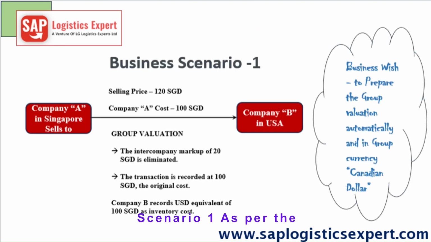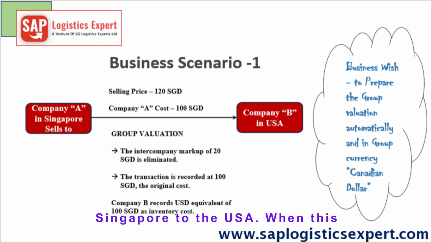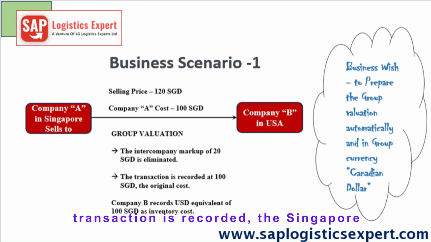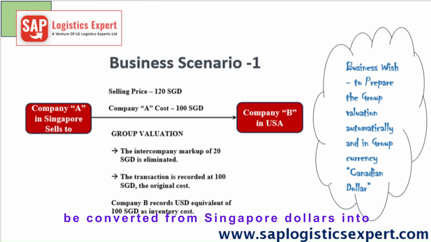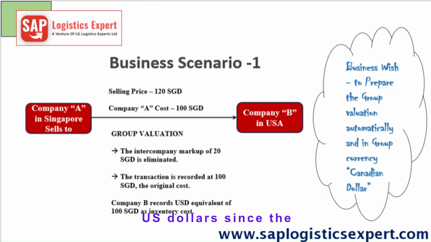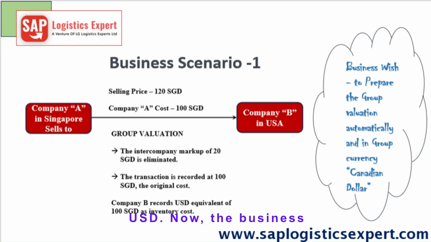Scenario 1. As per the business scenario explained previously, semi-finished goods are shipped from Singapore to the USA. When this transaction is recorded, the Singapore company books it in Singapore dollars, SGD. At the same time, the USA plant receives the inventory. However, the value includes the profit margin charged by the Singapore company in SGD. To complete the posting, this value must be converted from Singapore dollars into US dollars, USD, since the USA company's books are maintained in USD.